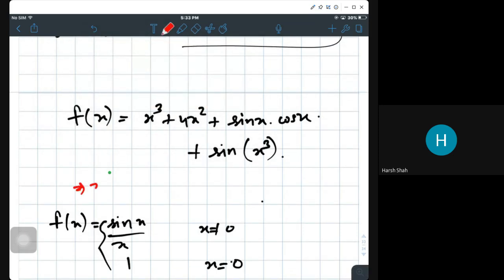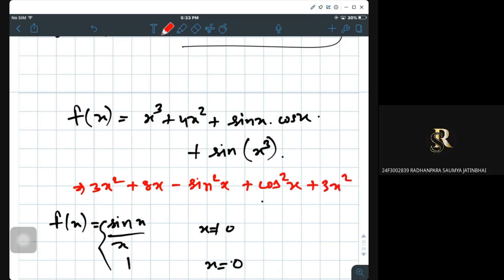One answer I have is 3x squared plus 8x minus sine squared x plus cos squared x plus 3x squared cos x cubed. True. Anyone who is getting a different answer from this? Anyone with a confusion here?